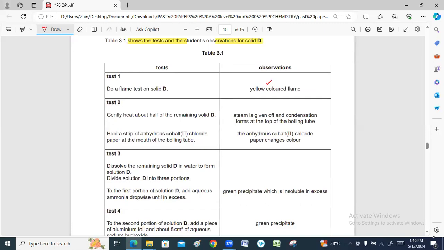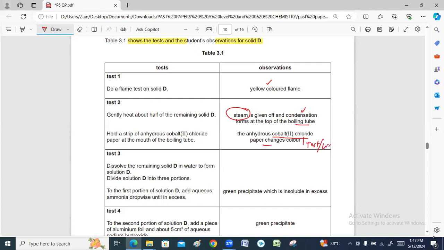Again, gently heat about half of the remaining solid D. Hold a strip of anhydrous cobalt 2 chloride paper at the mouth of the boiling tube. Steam is given off and condenses at the top of the boiling tube, and there is condensation. So the anhydrous cobalt 2 chloride paper changes color. This anhydrous cobalt 2 chloride paper is used to test the presence of water.